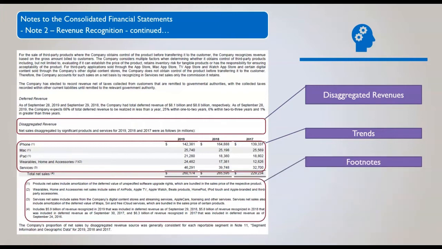The last item to note on this page are the footnotes. These detailed footnotes provide the details of what is included under each category in the aforementioned table above. For example, we can see that sales from the Apple Watch are not in a separate category, but are in fact included as part of the wearables, home, and accessories line item.